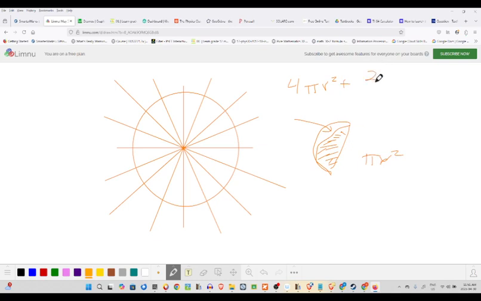So that pi r squared is the area of an entire circle. N is the number of segments. Pi r squared, oh, but we're not dividing by n because that's how many we have, times n. So this works out to 4 pi r squared plus n pi r squared, or if we want to factor, 4 plus n pi r squared.